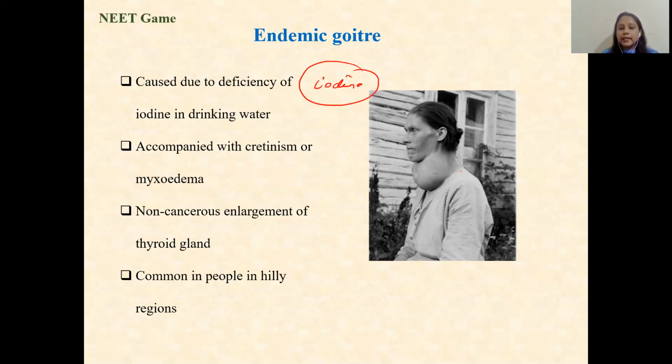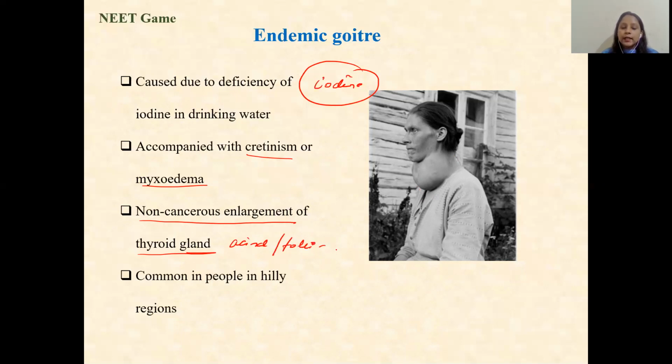You can see a lady sitting here with a swollen thyroid gland. You can see this is what an endemic goiter looks like. It is accompanied with cretinism if it is affecting children, or with myxedema in adults. It leads to non-cancerous enlargement of the thyroid gland. I told you the histology of the thyroid gland, that we have the acinar cells, right? Or you can say the follicular cells.